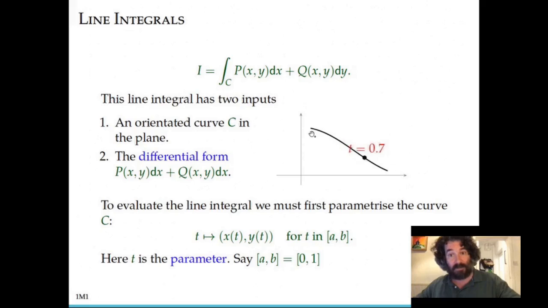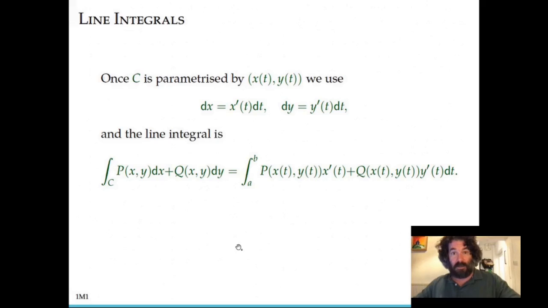And this is the parameterization of the curve. And so at each point, we have the x and y coordinates along the curve, and that's the parameterization. Okay, so to evaluate the line integral, we have to introduce a parameterization of the curve. But then, what does it actually mean to evaluate the line integral?